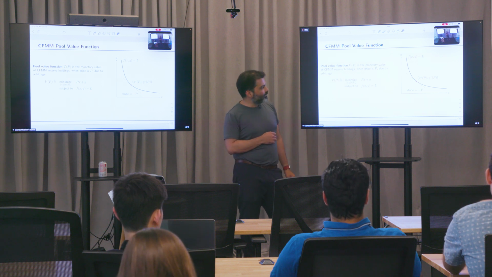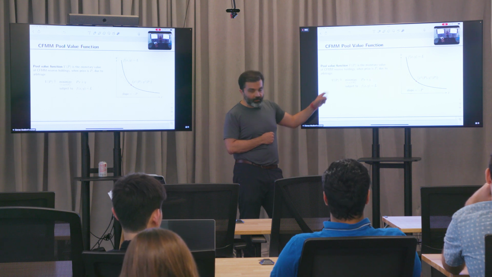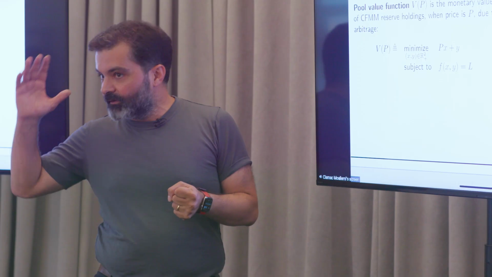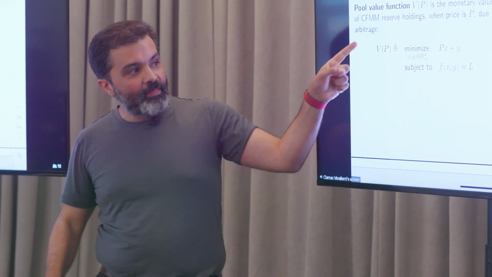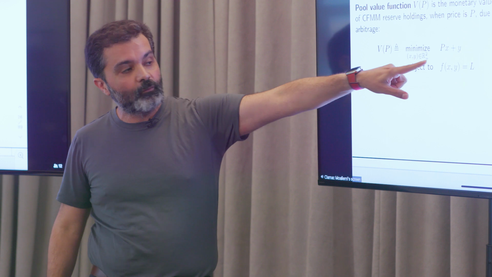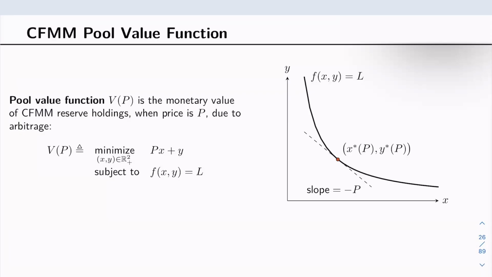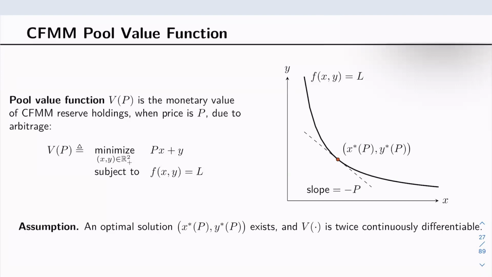Right? And so the idea here is if I know the external value of the asset is P, and I know that there's a trader who's willing to trade against the pool and can also trade at that external value of P, they will push the pool into a configuration where that's an optimal solution to this optimization program. Right? So we're also going to make an assumption that the optimal solution always exists and that things are smooth and so on. This is typically always satisfied.